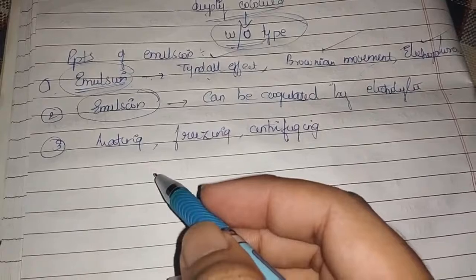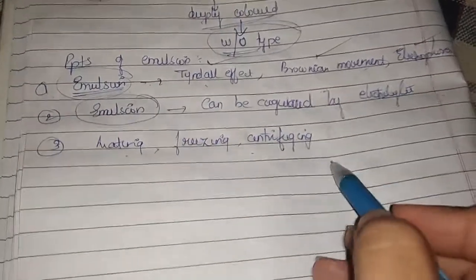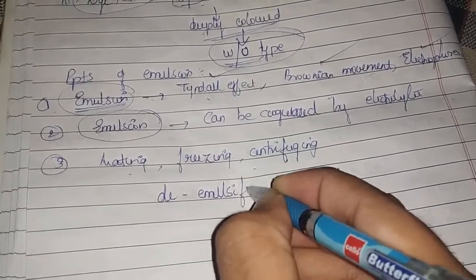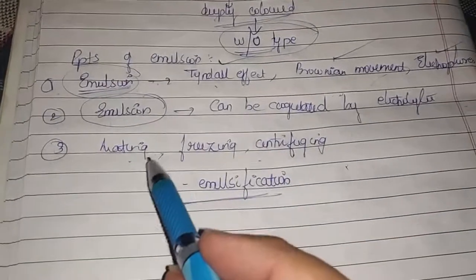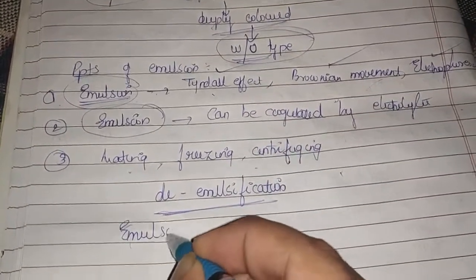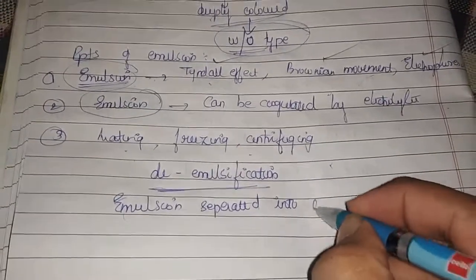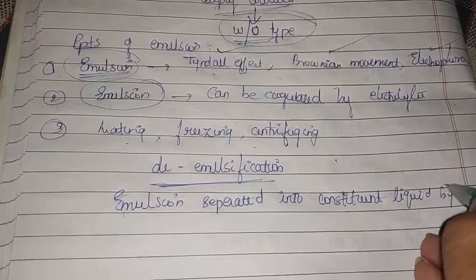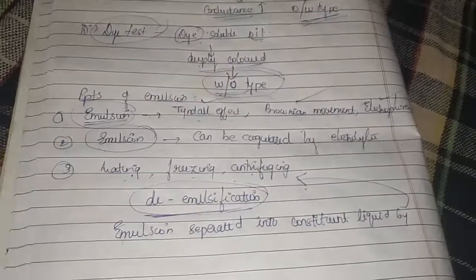So when we are separating the emulsion into two constituent liquids by heating, freezing or centrifuging, that process is called de-emulsification. What is it called? It is called de-emulsification. So what is de-emulsification? Basically, the emulsion is separated into constituent liquids by heating, freezing or centrifuging. That process is called de-emulsification. So these are certain properties exhibited by emulsions.